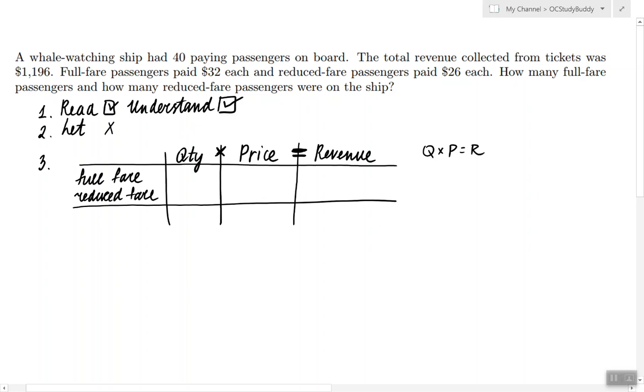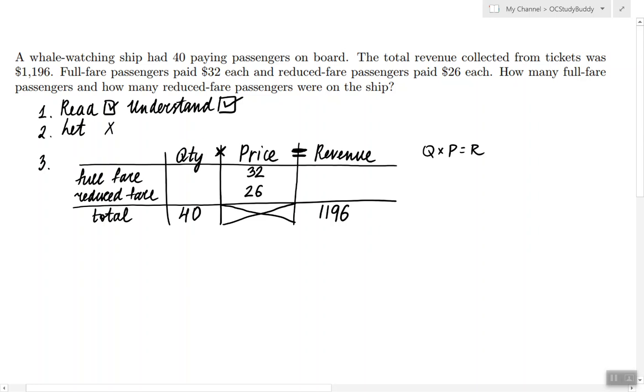Now let's fill out the table. So we have a whale-watching trip with 40 passengers on board. So 40 will be here. Price. So the total revenue collected from the tickets was $1196. So $1196 goes right here. Does it make sense to have a total price? No, it doesn't. So we're not even going to look for that number. Full fare passengers paid $32 each. They paid 32, and the reduced fare paid 26.